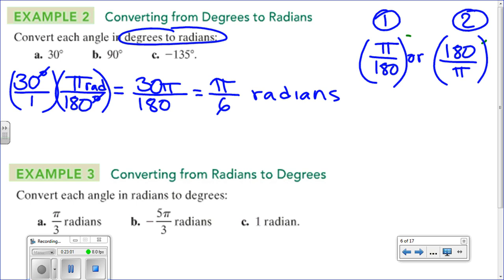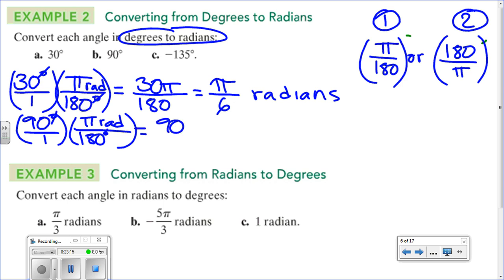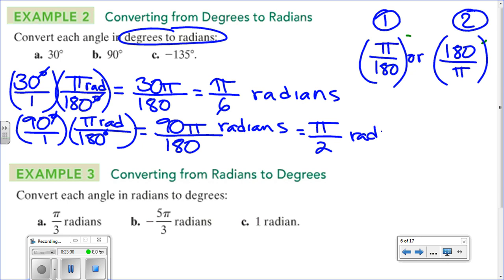Okay, now the next one, pretty simple, right? 90 degrees. We use the same unit conversion factor because we want to have pi on top. So that will be 90 pi radians divided by 180. Remember, the degrees cancel. So that's pi over 2 radians.